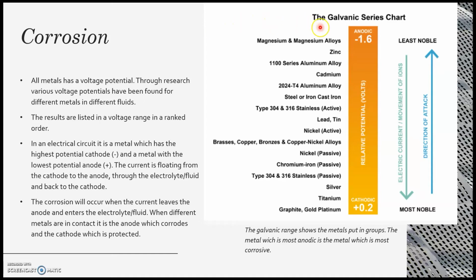And here you can see the galvanic series chart. The most anodic metals are on the top and the most cathodic metals are on the bottom. And the anodic metals are the ones which are most likely to corrode. And the galvanic range shows the metals put in groups. The metal which is most anodic is the metal which is most corrosive.